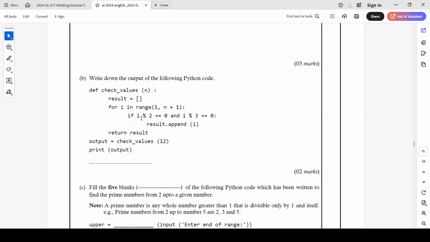Let's take i equal to 1. 1 is divided by 2, is the balance 0? No. And the word 'and' means both of the conditions must be satisfied, not only one condition. So what are the numbers from 1 to 12 that are divisible by 2 and 3?